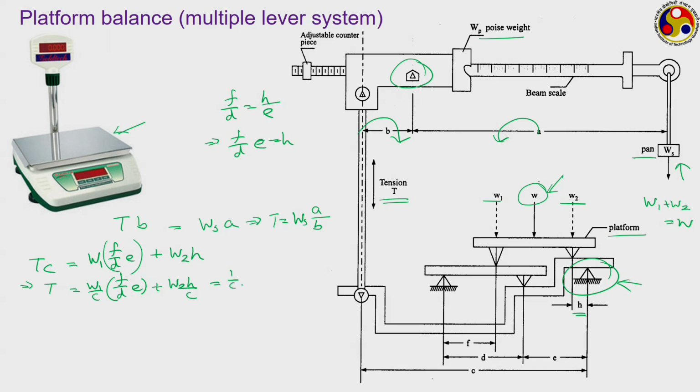So, we have 1 by C into W1 into H plus W2 into H, that is W into H upon C. Just look at the final relation that we are getting. If we can ensure this particular condition, then the division of W1 and W2 does not matter. Ultimately, what we are getting back is the original value of W itself.